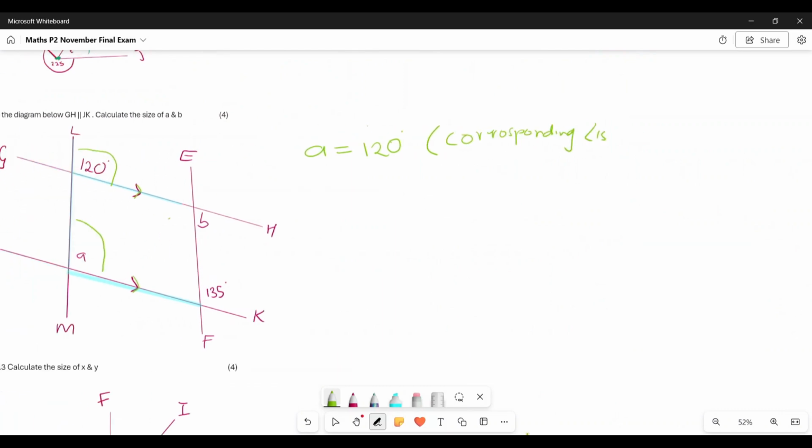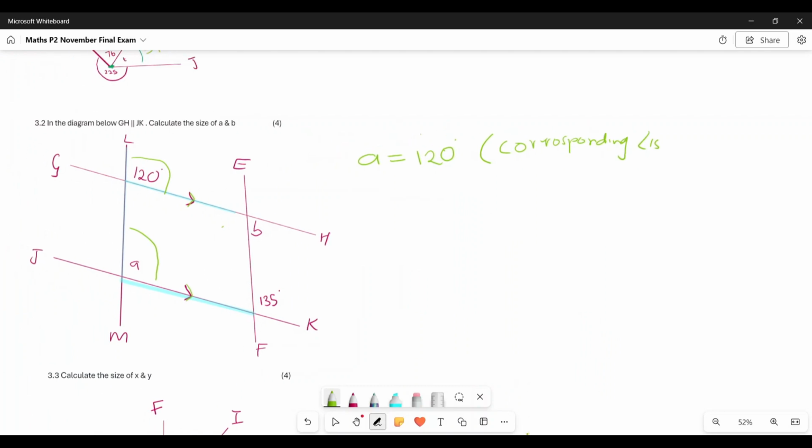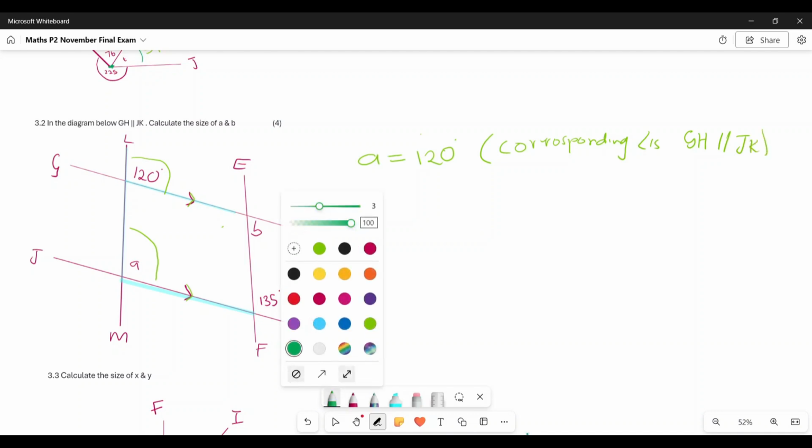And you need to name those lines that are parallel to one another. In this instance, you see your GH is parallel to your JK, and we were given that, right? So you need to also mention that GH is parallel to JK. Always mention those parallel lines. So now let us try and solve for the next value, which is B.